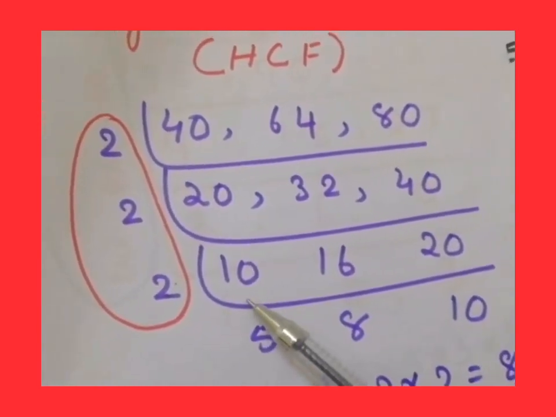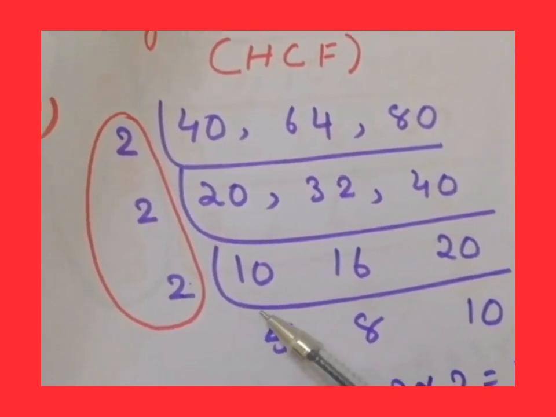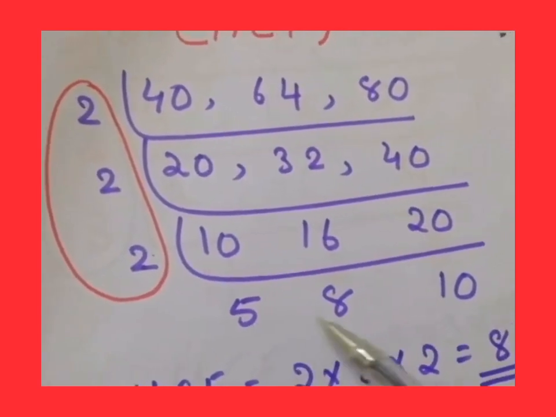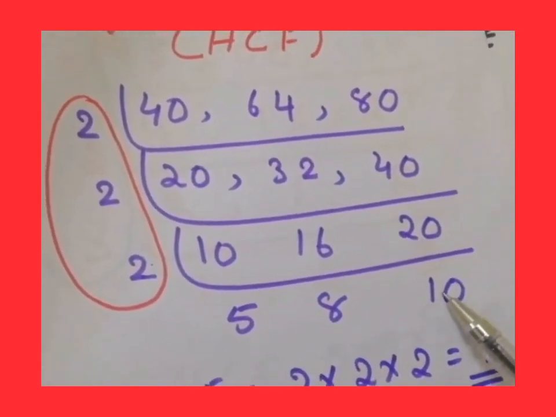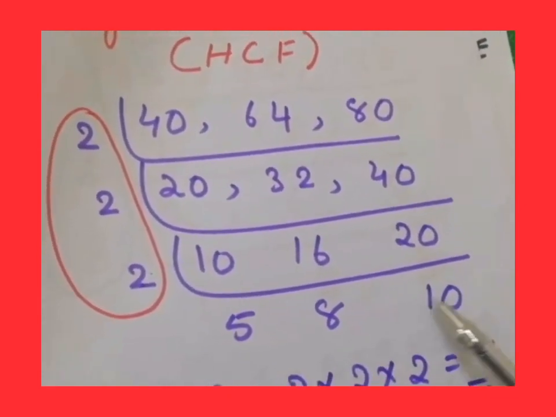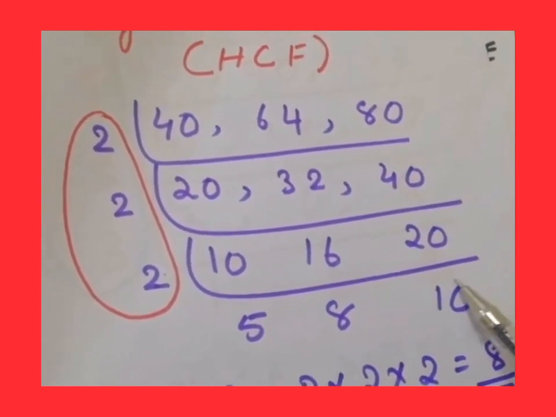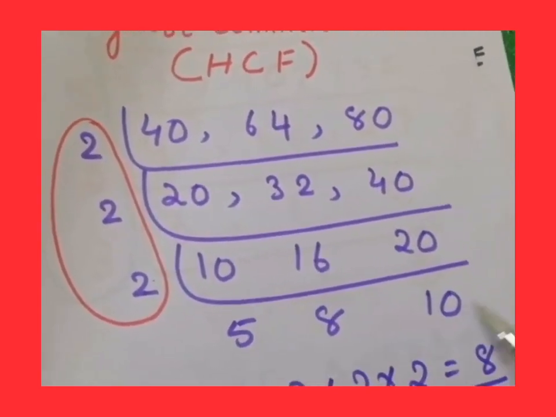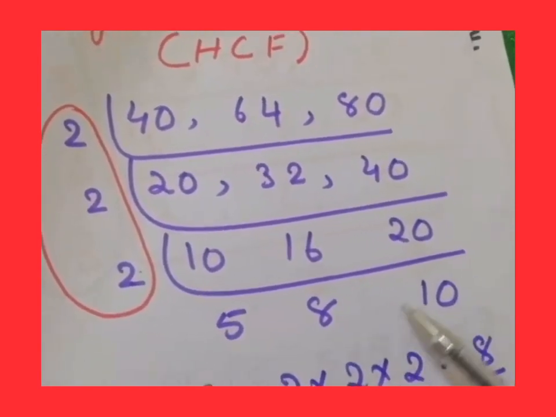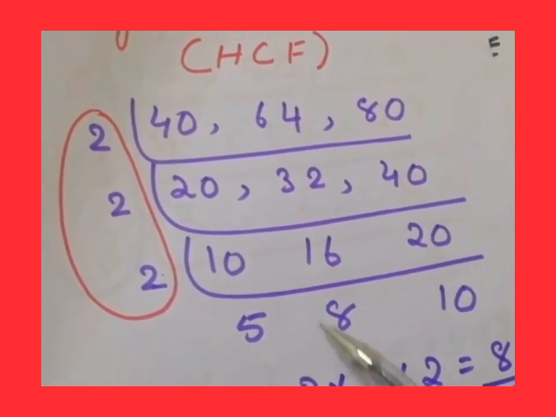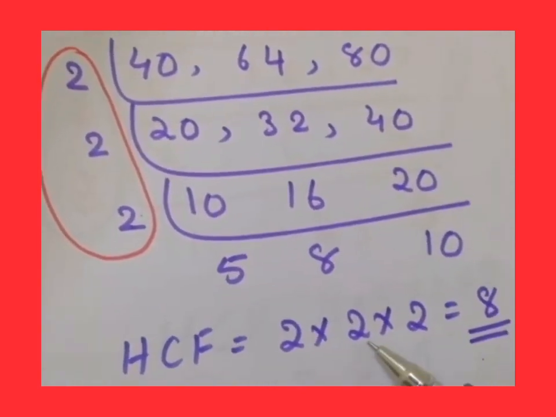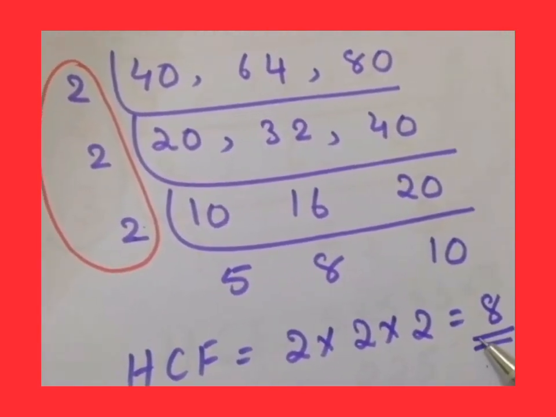Then for finding HCF, you need to stop here. So I circled 2, 2, 2. Because here 5, 8 and 10, there is a common factor for 5 and 10. Also there is a common factor for 8 and 10. But for finding HCF, you have to get a common factor for all these 3, 5, 8 and 10. And you know that 1 is a common factor except 1. So for finding HCF, you need to stop at this step. So the HCF is 2 into 2 into 2, which is equal to 8.